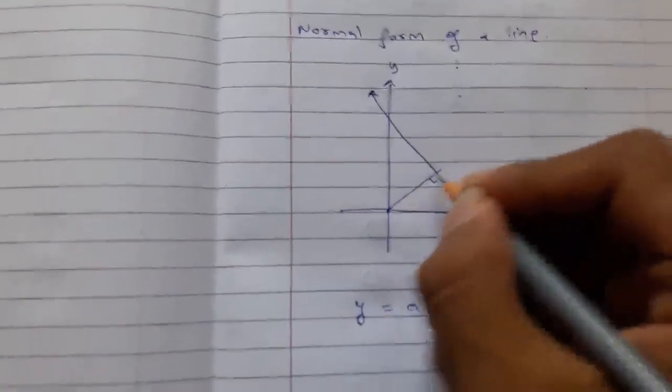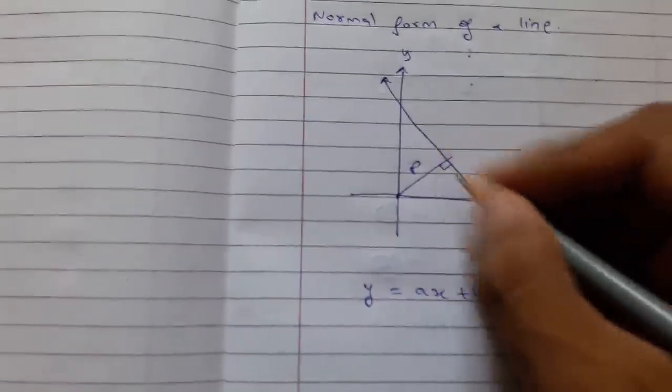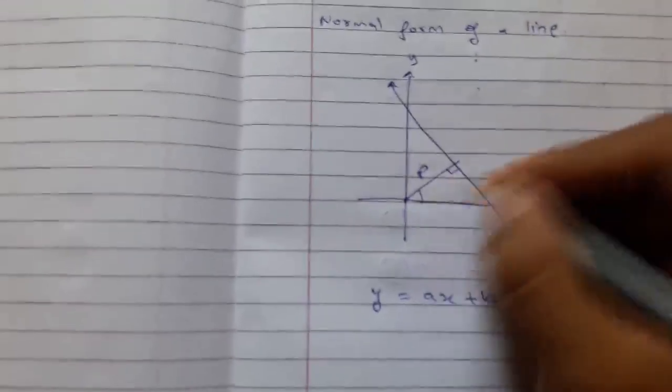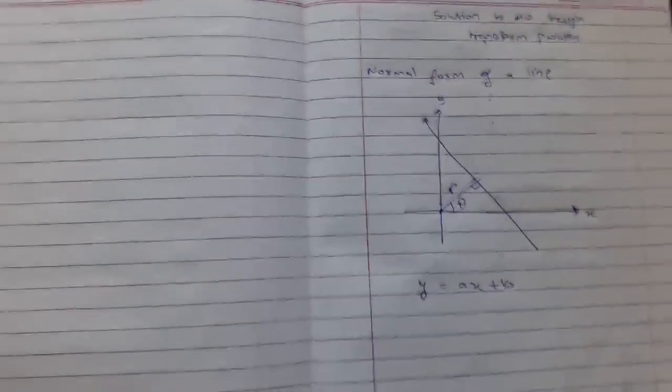So this distance, let me consider it as p, and the angle made by this perpendicular, let me consider is theta. So here, in my new form of equation, I am going to use this p, that is the distance from the origin when a perpendicular is drawn to the line, and an angle theta of that perpendicular. So these will be my two parameters in the parametric plane.